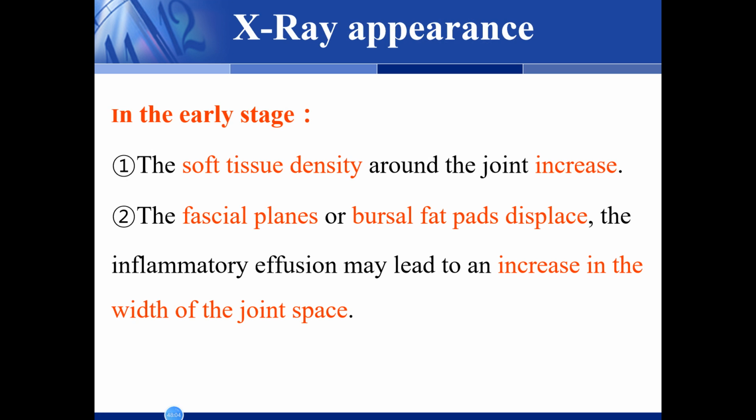X-ray appearance. In the early stage, the soft tissue density around the joint increases. That's the joint swelling. The fascial planes or bursal fat pads are displaced. That means soft tissue swelling. The inflammatory effusion may lead to an increase in the width of the joint space.